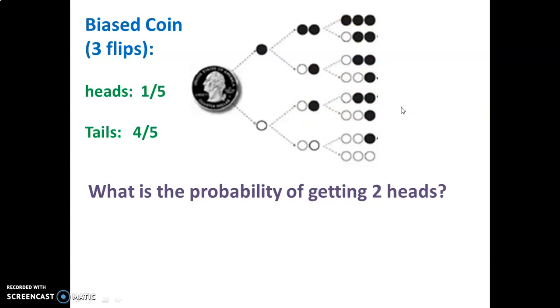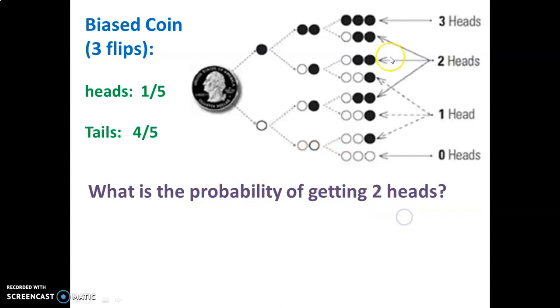So how many paths lead to 2 heads? Because we're going to answer the question, what's the probability of getting 2 heads? Okay, if you look at the diagram closely, you can see a 2-head path there, right here, and right here. So in total, 2 heads occur in 3 different ways. So 3 paths lead to that. And for example, let's see, 3 heads. What about 3 heads? We go head, head, head.